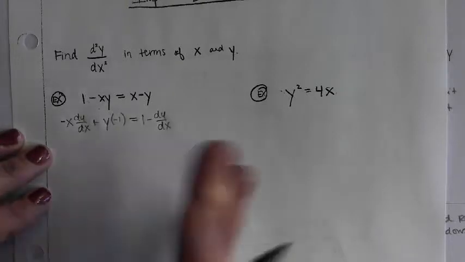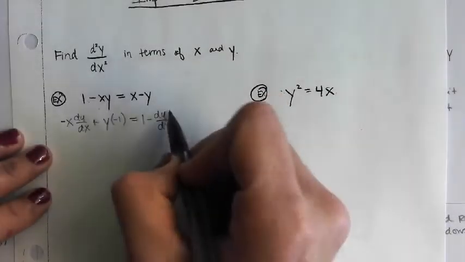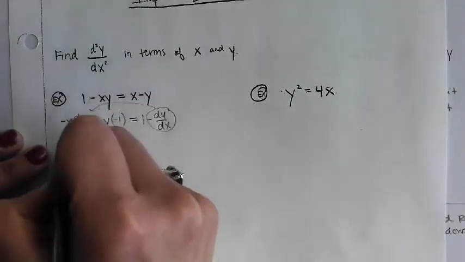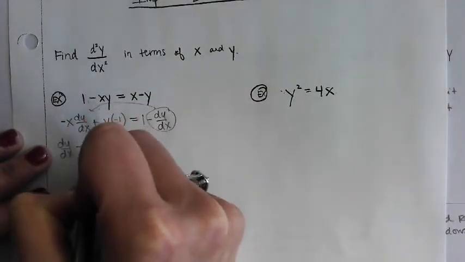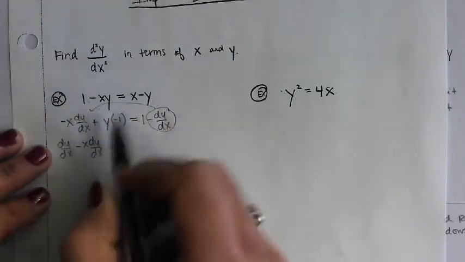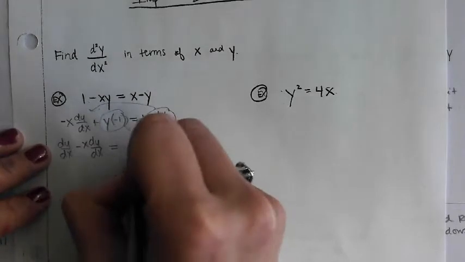So then we're going to solve for the first derivative. So we'll get that all by itself. So I'm going to add this one over. So I'll have dy/dx minus the x dy/dx that's there equals, and I'm also going to add this over to the right, 1 plus y.